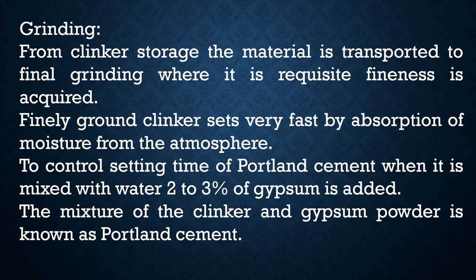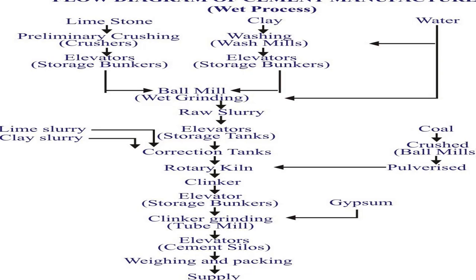Grinding. From clinker storage, the material is transported to final grinding, where the requisite fineness is acquired. The finely ground clinker sets very fast by absorption of moisture from the atmosphere. To control the setting time of Portland cement when it is mixed with water, 2 to 3% of gypsum is added. As I already told you, Portland cement hardens very fast, so in order to slow down its setting time, 2 to 3% of gypsum is added, which acts as a retarder. The mixture of the clinker and the gypsum powder is known as Portland cement.